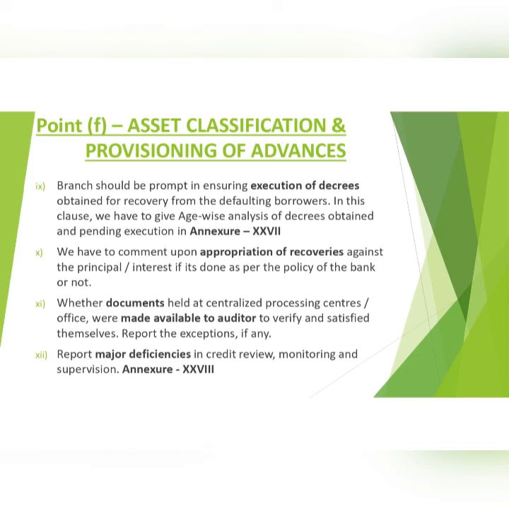During the audit, if we have asked for any document which was held at centralized office of the bank, then whether we have got the copy of the same or not. If not, then the exceptions are to be reported under clause 11 of this point. Clause 12, the last clause under this point, asks about the major deficiencies in credit review, monitoring and supervision. As per our audit findings, we need to report all such deficiencies in Annexure 28. This is all about clauses under classification and provisioning of advances.